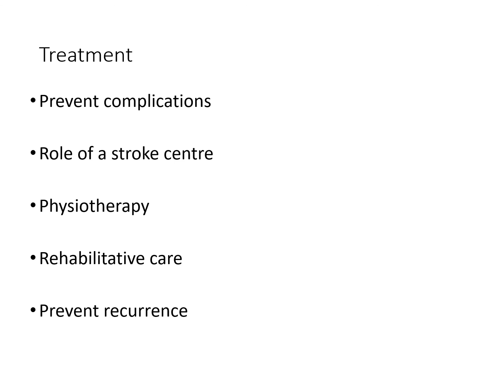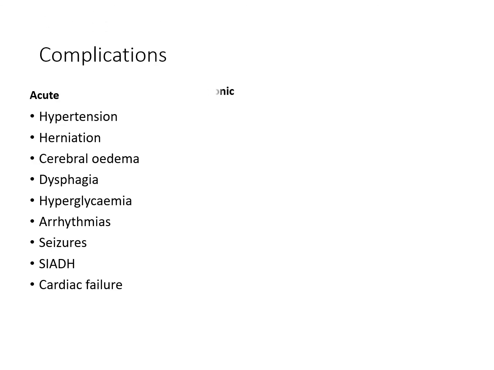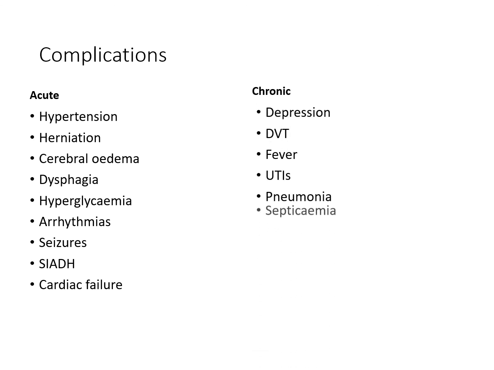Physiotherapy to try and regain the energy or the muscle strength because that patient has lost it to the stroke. Rehab center, prevent recurrence. You want to prevent recurrence, all these measures I've said. You want to prevent complications of the stroke. So complications of the stroke, there are plenty. We'll talk about them. So acute complications: hypertension, herniation, cerebral edema, dysphagia, hyperglycemia, arrhythmia, seizures, SIADH, cardiac failures. We want to tackle them.